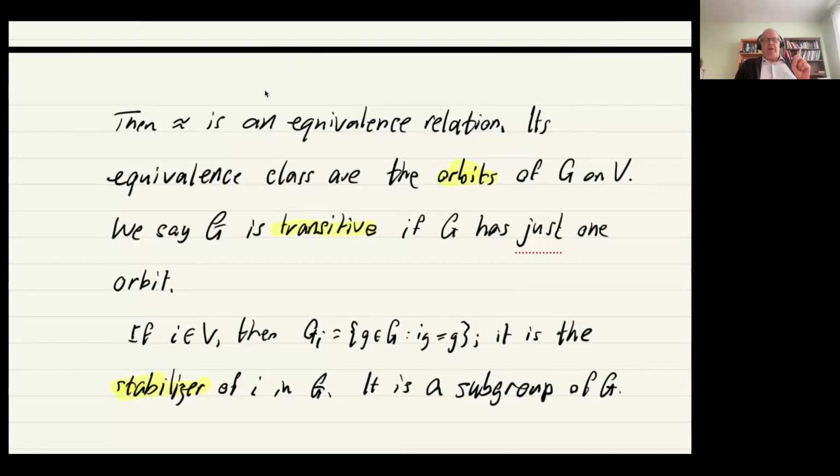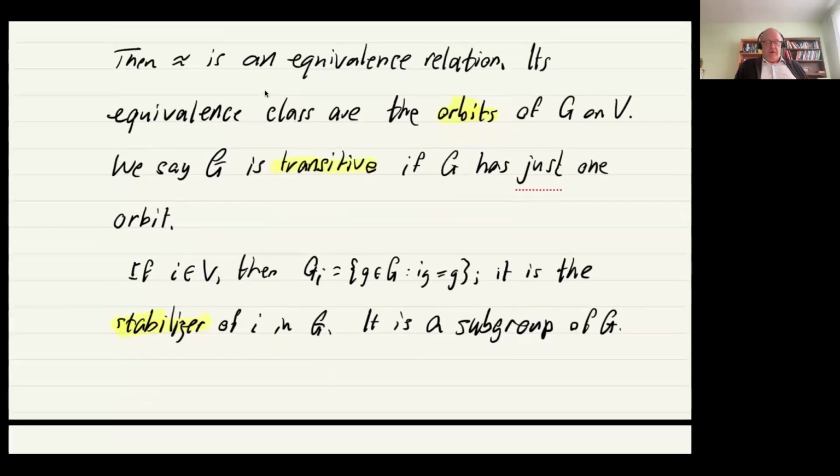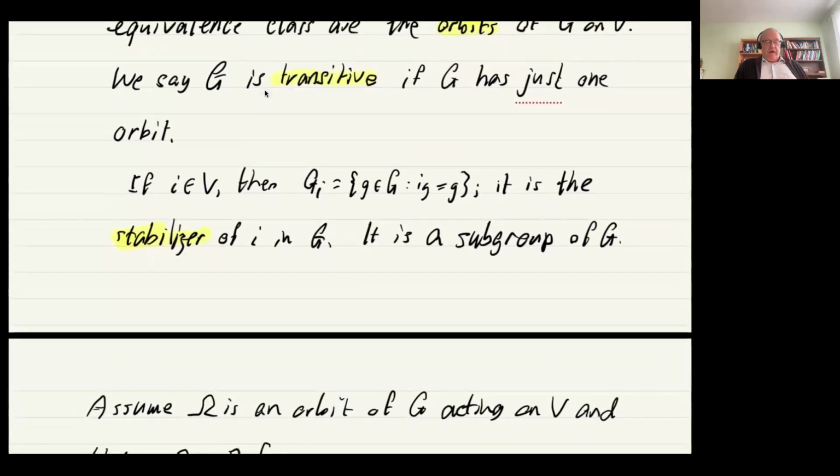Now, generally when we talk about orbits, we talk about orbits of groups. Occasionally we might slip up and talk about the orbits of an element, but in that case we really mean the orbits of the cyclic group generated by the element. So you can think of orbits as coming from groups.